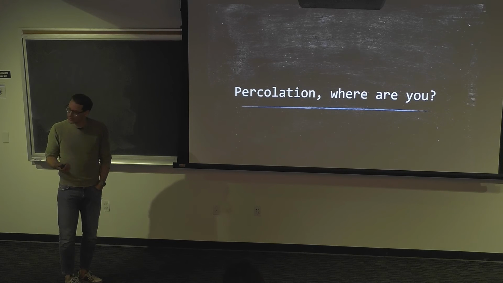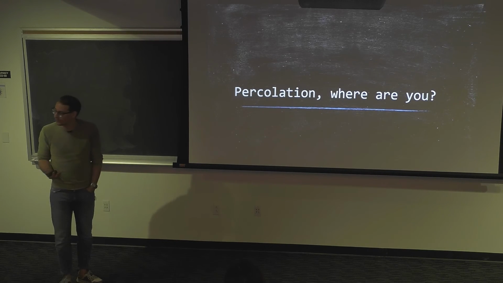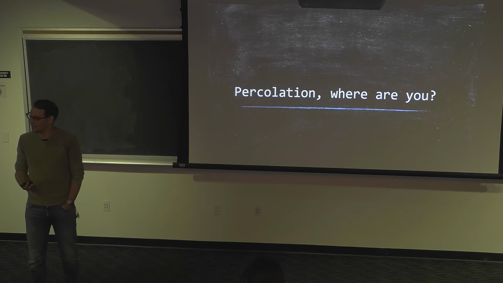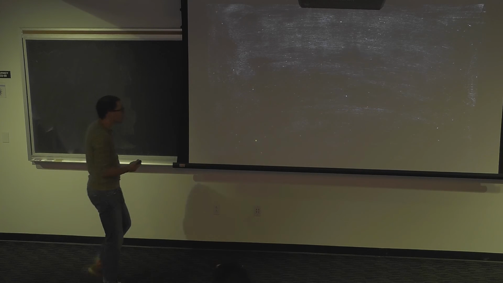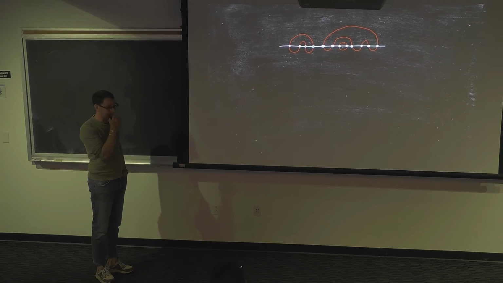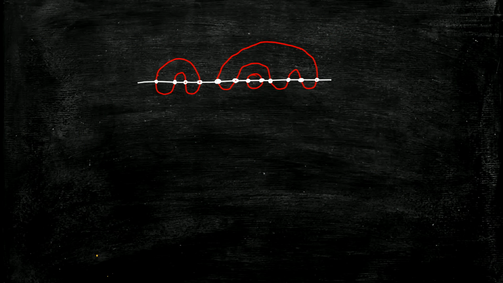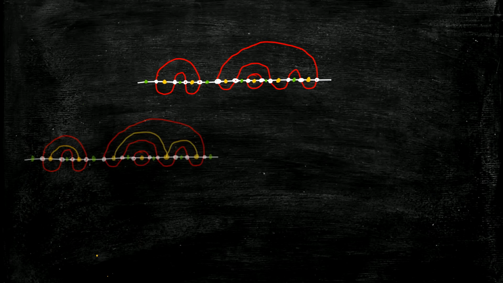OK, CLE6, percolation, where are you? We didn't see any percolation so far in this model. So here is a proposal, or at least where I believe the percolation is. Take a meandric system, and at this point, you add a middle integer point, and you color green, orange, green, orange, green, orange, or yellow, whatever it is. And now you do the following. You look at the orange, and every orange is matched with the next orange that you can match without crossing red edges.